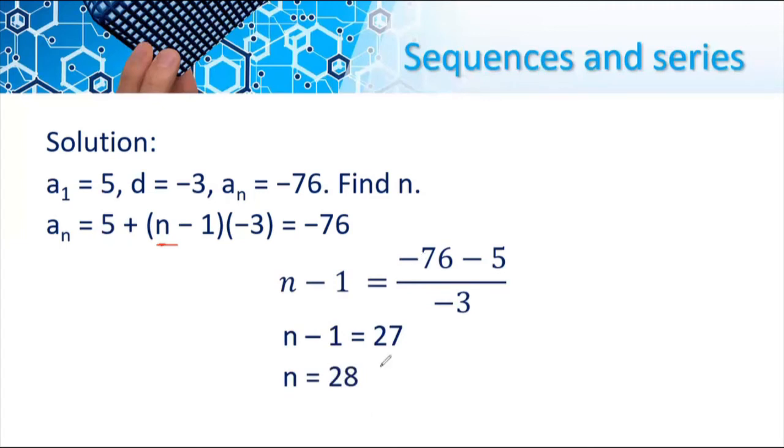Ayan. Kaya, merong 28. Kasama na yung first and last term. So, ang first term ay 5 at yung pang-28 term, negative 76. Check na. Nakuha natin yung number of terms. Yun lang naman yung kailangan. Okay? Next, bigay pa tayo ng another example.